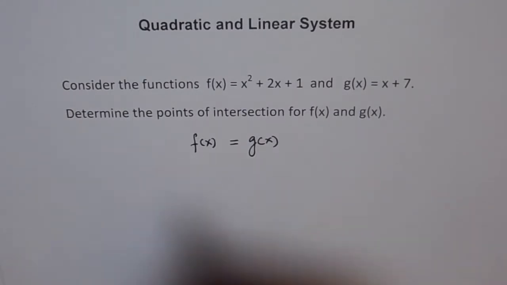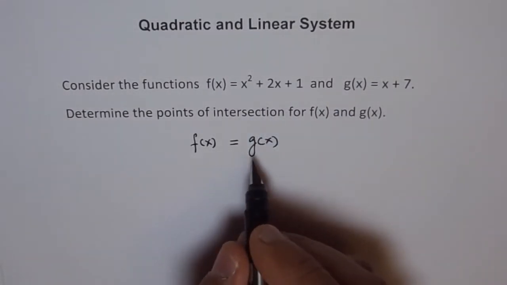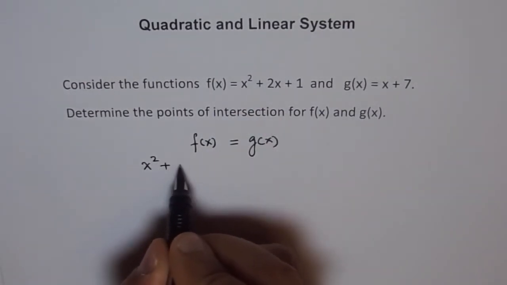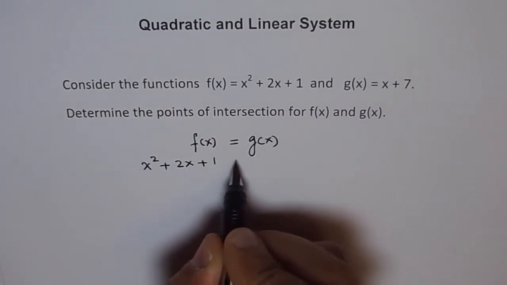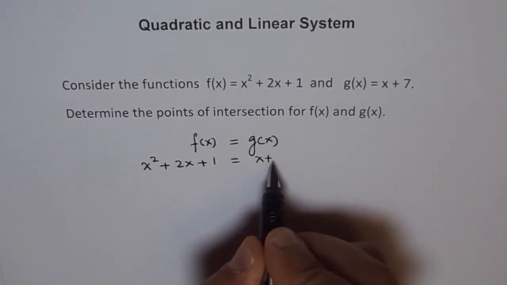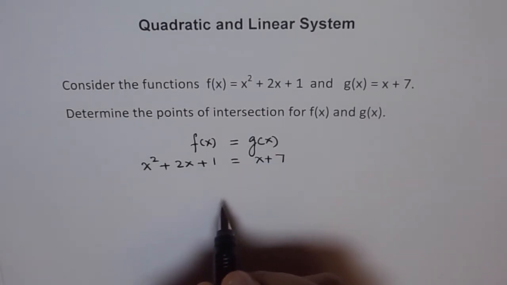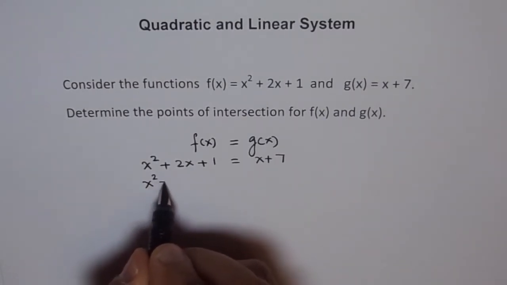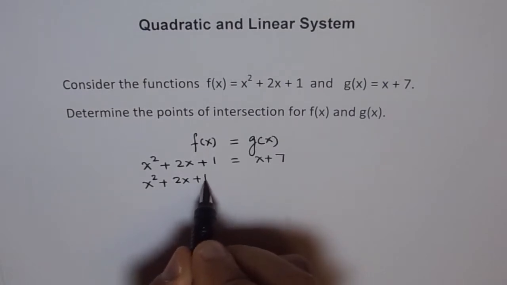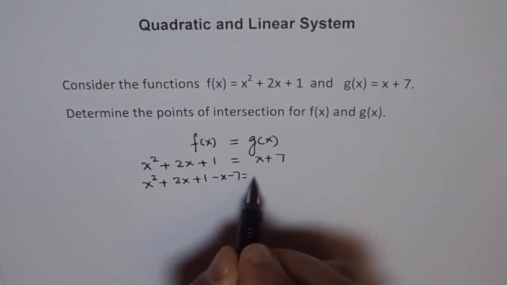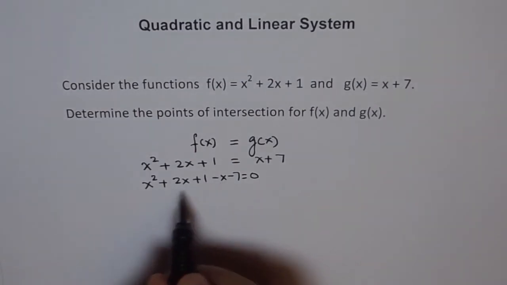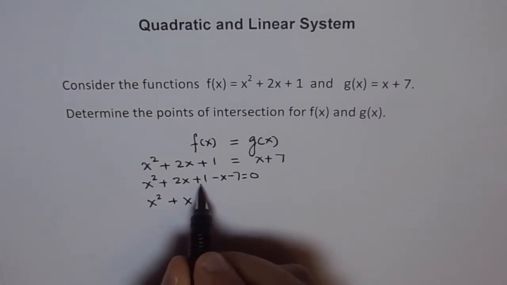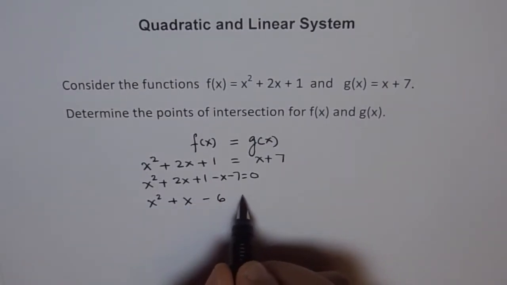So let's start by equating their values. f of x is x squared plus 2x plus 1 and g of x is x plus 7, correct? Now we can bring all the terms to one side and then find the value of x. So it's x squared plus 2x plus 1 minus x minus 7 equals 0. Now if you do this, it's x squared, and 2x minus x is plus x, and plus 1 minus 7 is minus 6, equals 0.